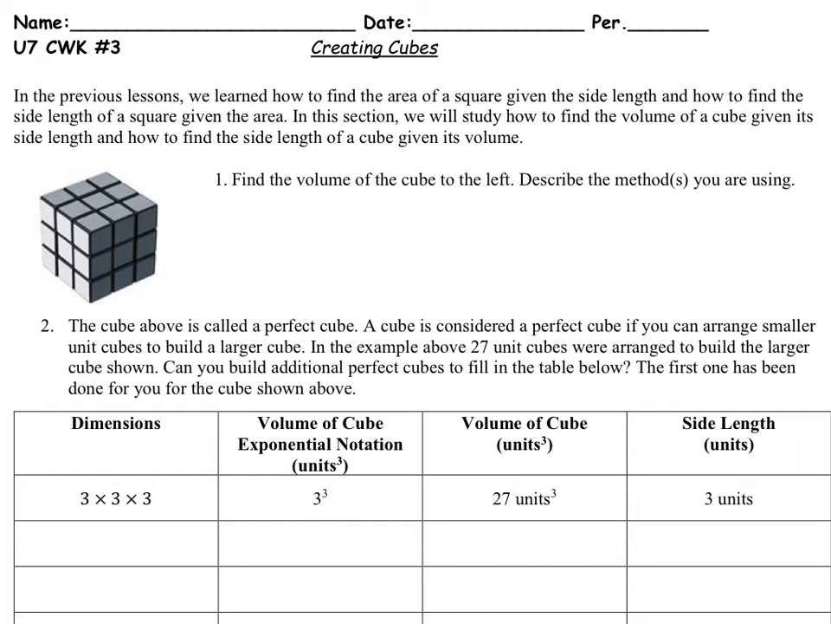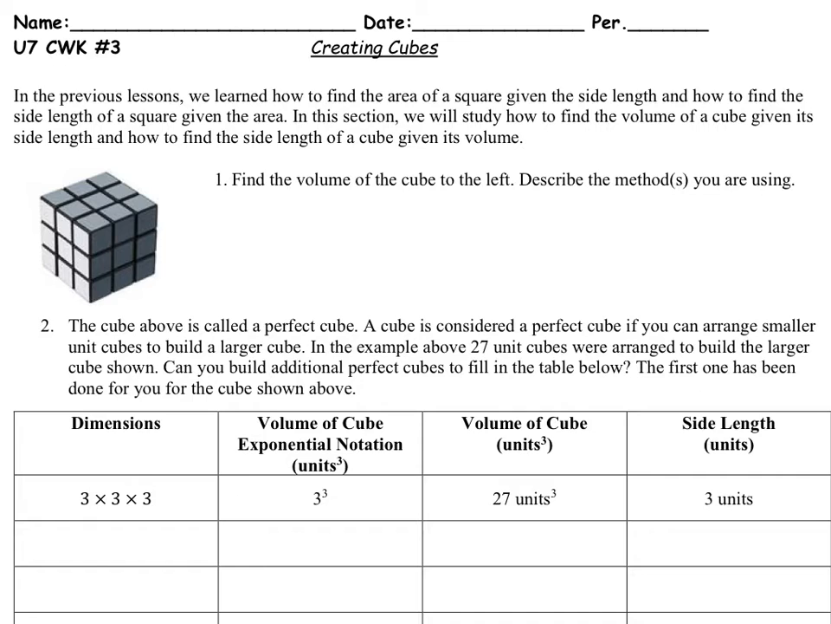All right, in the previous lessons, we learned how to find the area of a square given the side length and how to find the length of a square given the area. In this section, we will study how to find the volume of a cube given its side length and how to find the side length of a cube given its volume. So I should be able to go forwards and backwards on this.